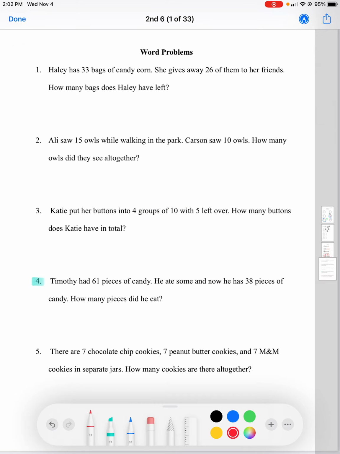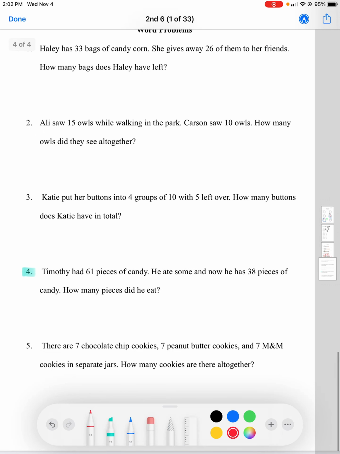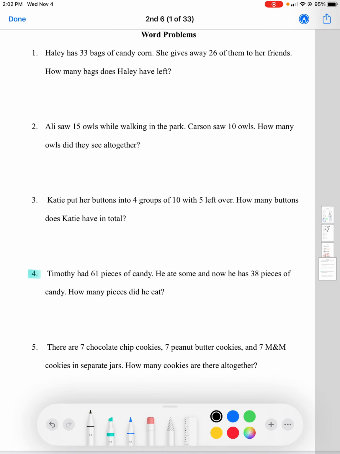Now our last page has word problems. Let's do number 4. It says Timothy had 61 pieces of candy. He ate some and now he has 38 pieces of candy. How many pieces did he eat? So Timothy started with 61. He ate some and now he ends up with 38. So if he ate some, then we're going to be taking them away from his collection of 61 pieces, right? So that'd be subtraction because we're taking away.